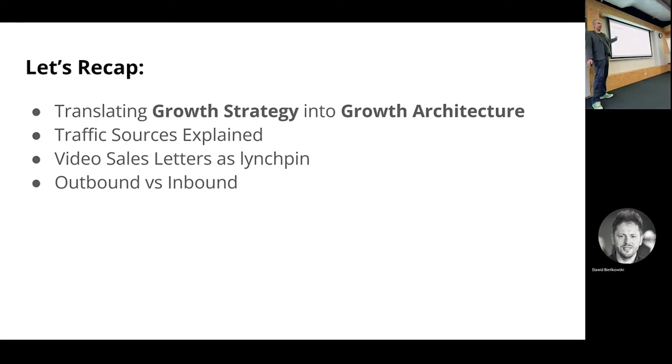So we've talked about translating a growth strategy into a growth architecture. We've talked about different traffic sources, talked about video sales letters, and why I believe, even as a guy who's been in B2B for 20 years, it's only the last 2 or 3 years that I've seen the light on video, and I'm now completely convinced that is where you need to spend money, and that will unlock your market, done properly. And the interplay between outbound and inbound.